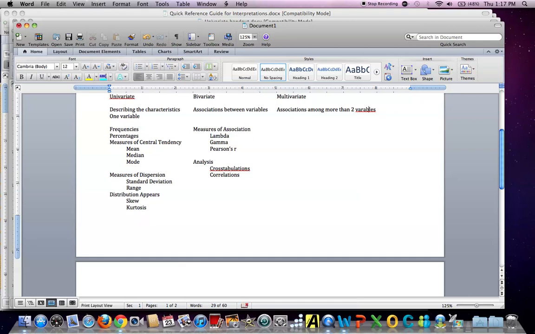For the multivariate analysis, looking at the relationship among more than two variables, we'll be looking at t-test, which is testing the hypothesis related to whether or not there's a mean difference between two categories of variables. We'll be looking at ANOVA, which is testing the mean difference of more than two categories in a particular variable. And I'll go over that in more detail as it becomes necessary.